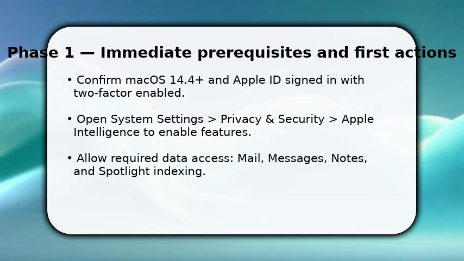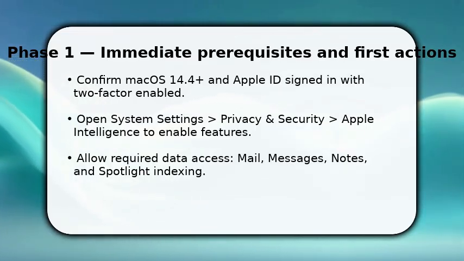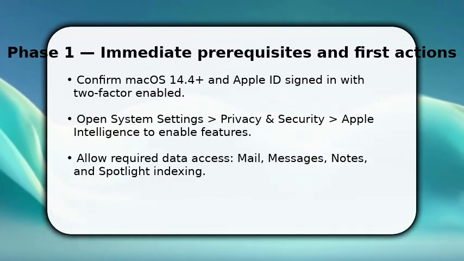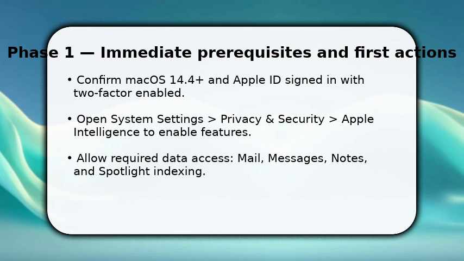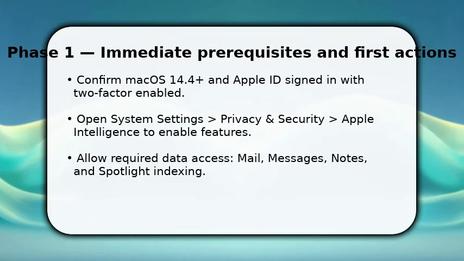Open System Settings, go to Privacy and Security, then Apple Intelligence, and toggle the capabilities you want. Once done, grant access to Mail, Messages, Notes, and Spotlight indexing so the system can surface contextual suggestions. Make sure you review permission prompts. This is the foundation that lets Apple Intelligence analyze your on-device data.